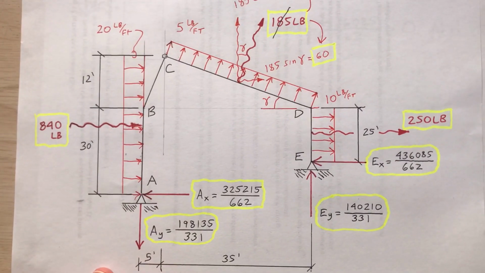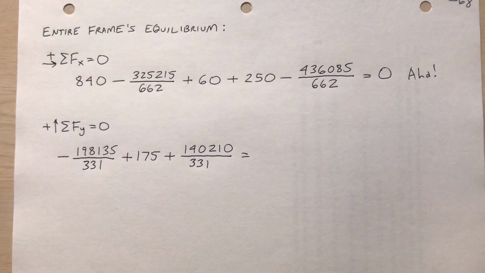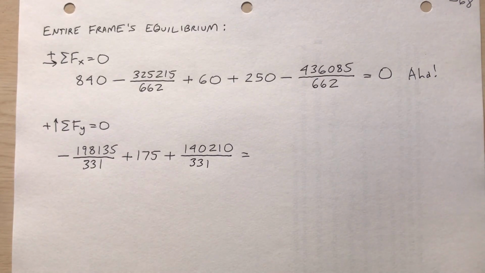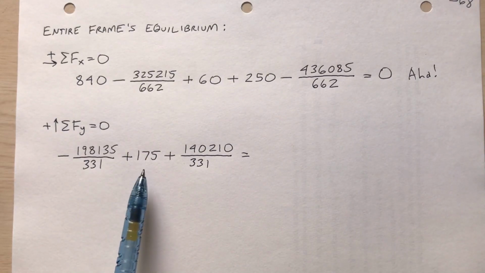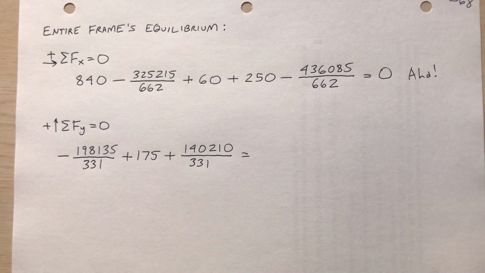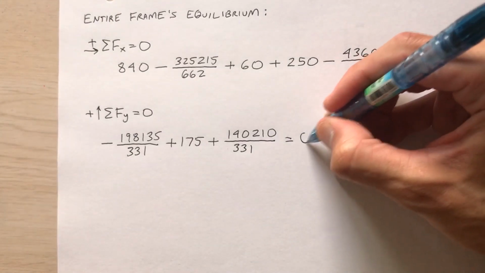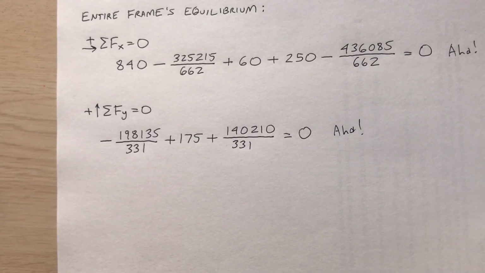What about the y direction? Take a moment now. You see the whole thing? What's in the y direction? Sum of the forces in the y direction. Do I have to show you where these are coming from? What is this? That's A sub y. Remember that it's down. What's the 175? That is the vertical component of the suction on the roof. And then the 140,210 over 331, that's E sub y. Crank this out, and you do get 0. So I say, aha, I wanted equilibrium in the y direction.